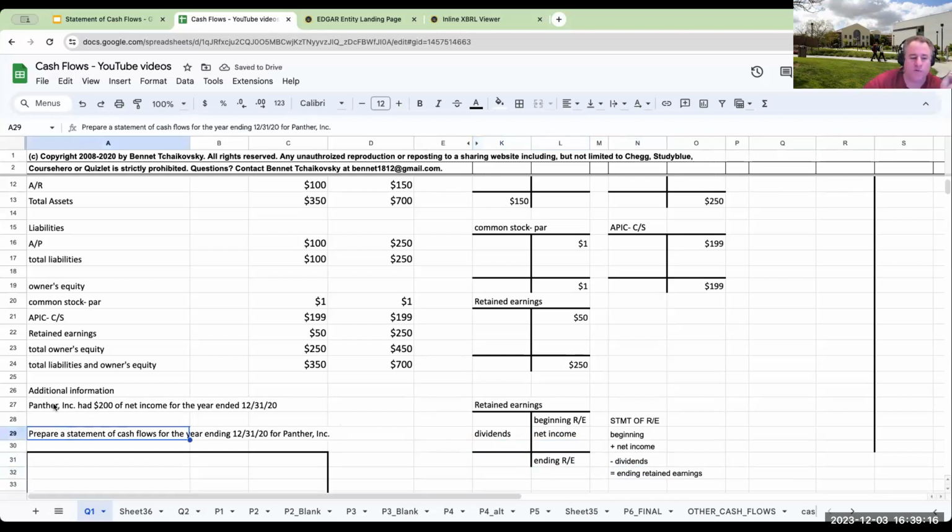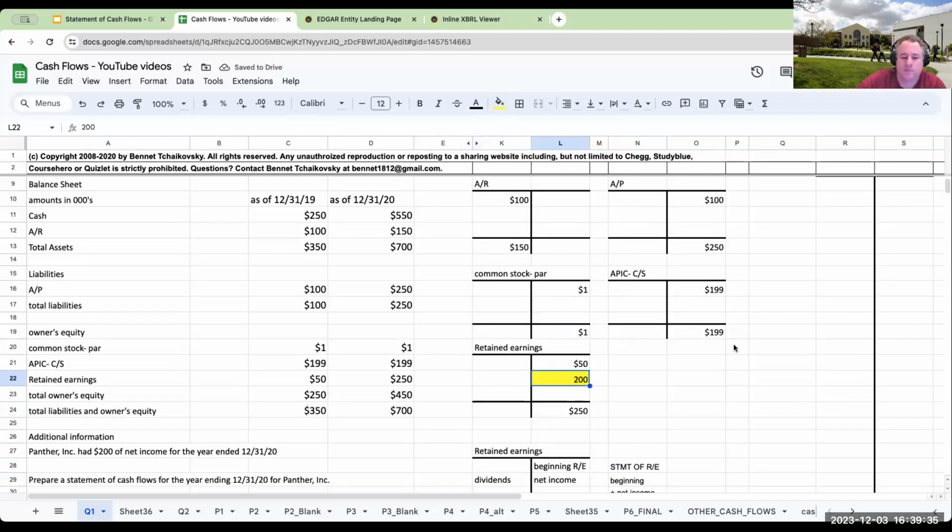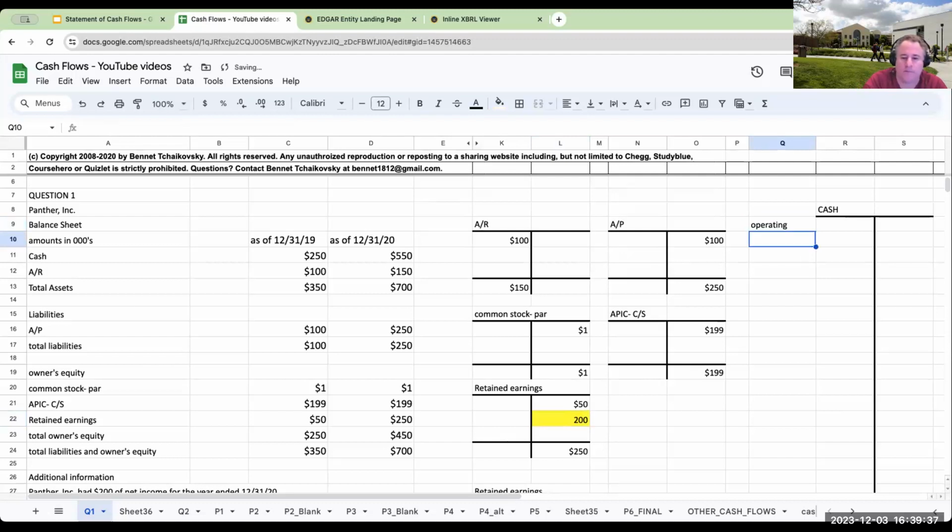So it tells us over here that Panther had 200 of net income for the year ended December 31st, 2020. So where would we put net income? Well, if I had 200 of net income, I would put this over here at retained earnings. So now what I need to go through and do is operating, investing, and financing. These are the three sections that I need to go through and put here on the big cash T account. What does this represent? It represents net income, right?